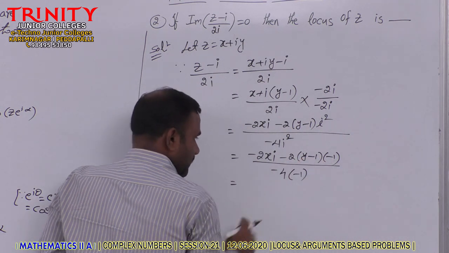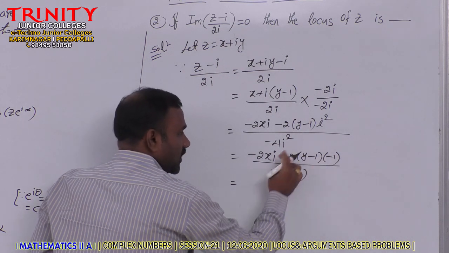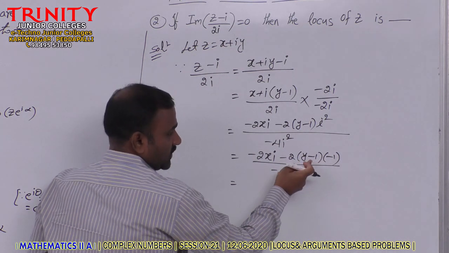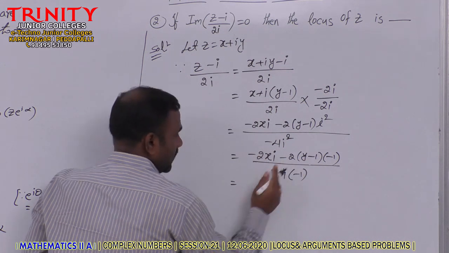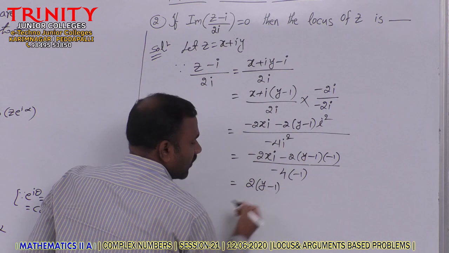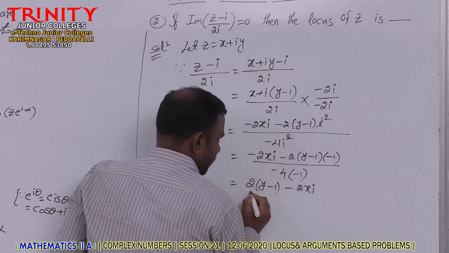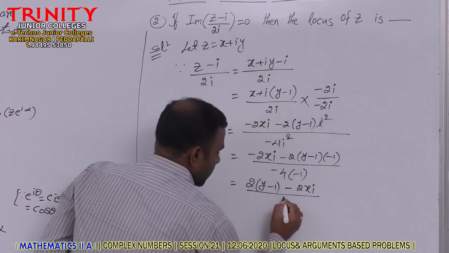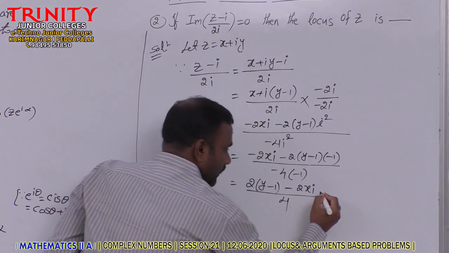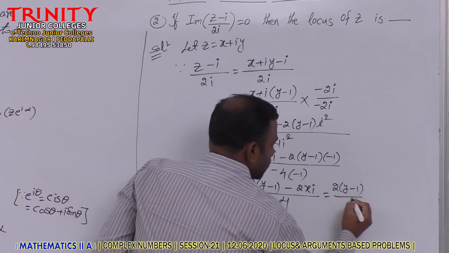Minus of minus, that is plus. Now here there is no imaginary i. Therefore this becomes the real part of the complex number. This part becomes the real part. Minus into minus plus 2 of (y minus 1) minus 2xi, divided by minus of minus, that is 4. Then what it becomes? (2y minus 1) by 4.